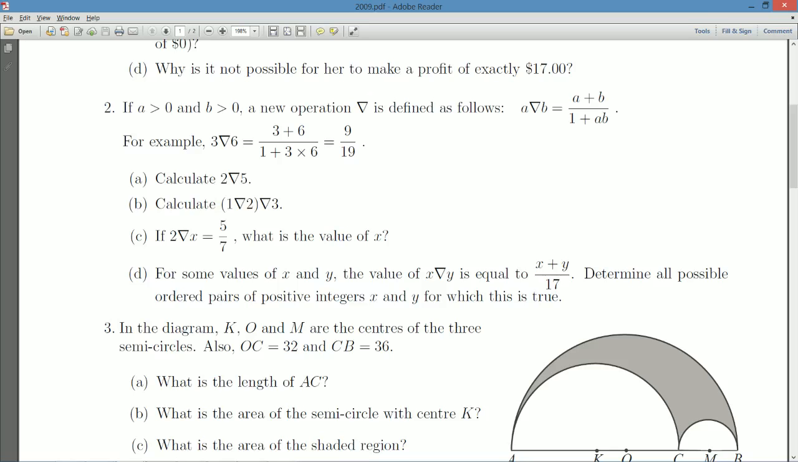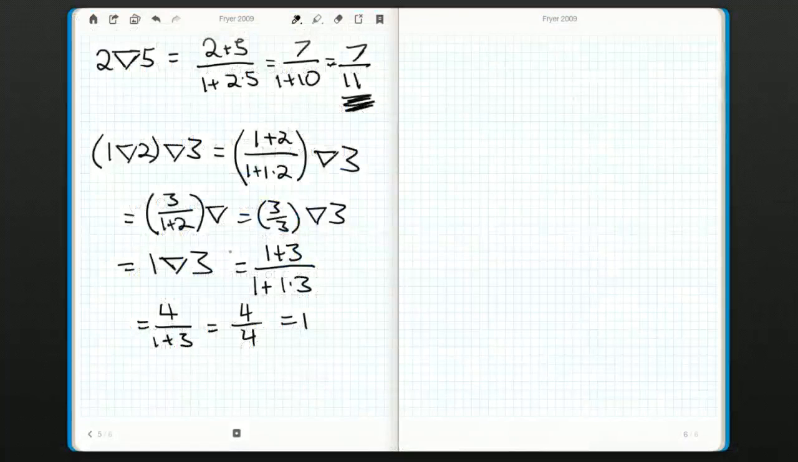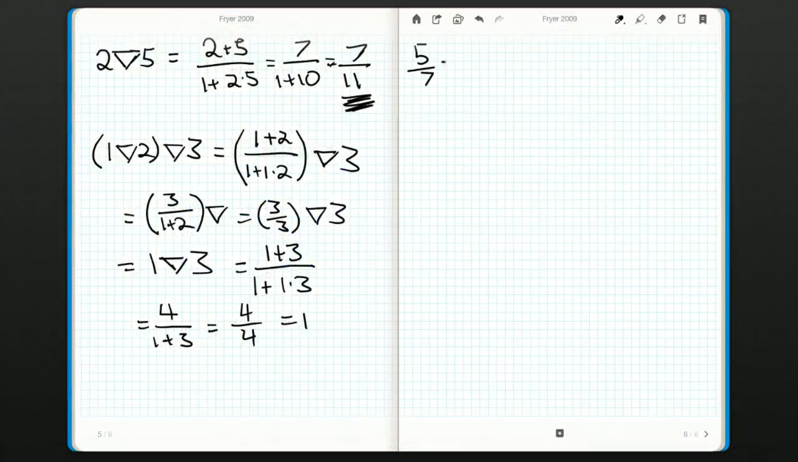Very nice. If 2 triangle x is 5 over 7, what's the value of x? Okay, so 2 triangle x will have a fraction that's got x's in the numerator and the denominator, and we'll set that equal to 5 over 7. And hopefully we can get an equation just in x that we can solve. Okay, so 5 over 7 is 2 triangle x. Well, what's 2 triangle x? Well, that's 2 plus x over 1 plus 2x.